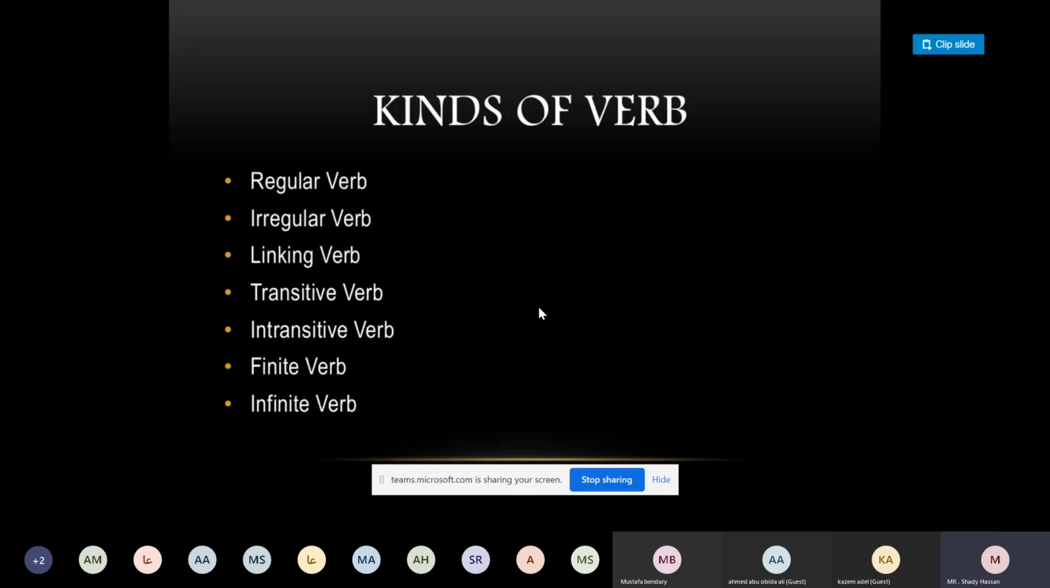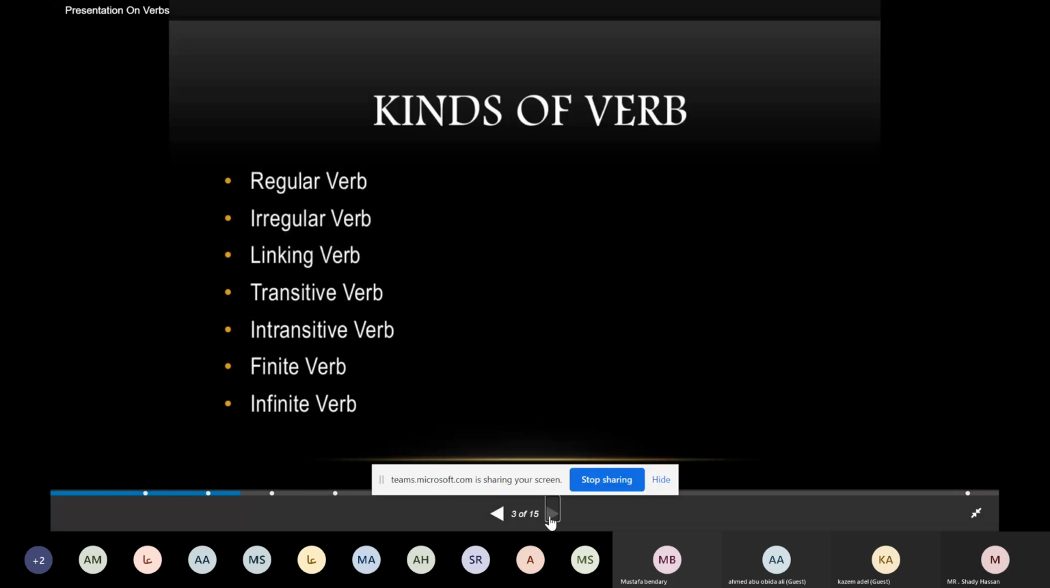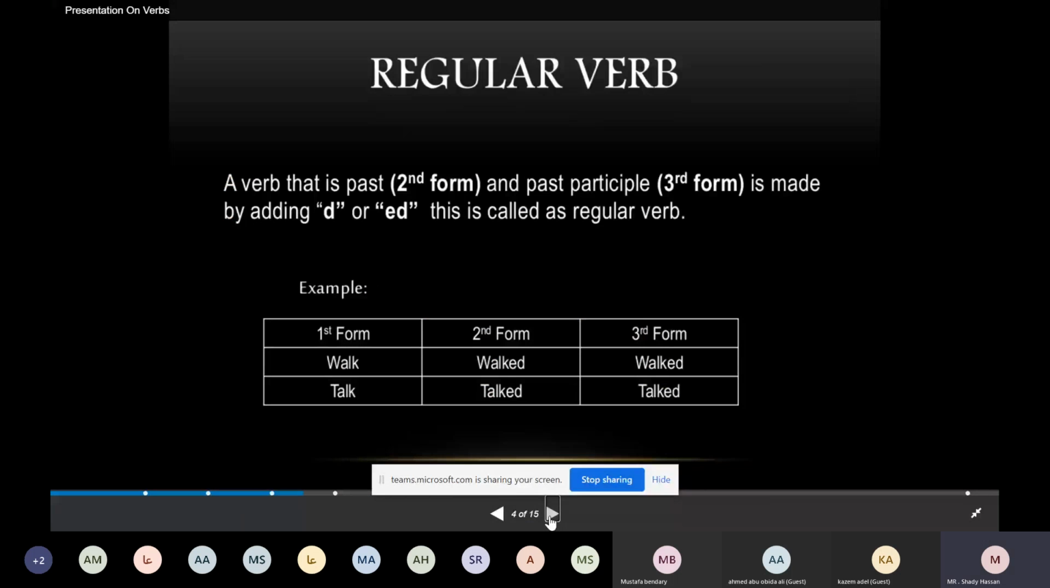Finite verb. Well, actually, with the finite verb, we know the subject of this verb. With a non-finite verb, we don't know the subject of this verb. Well, let's highlight these points.